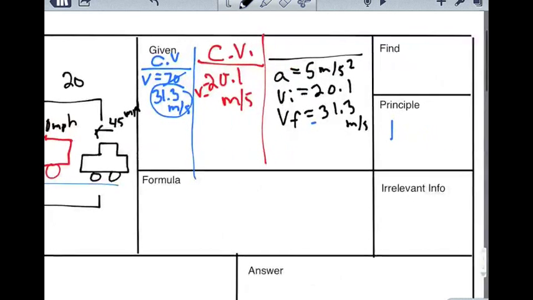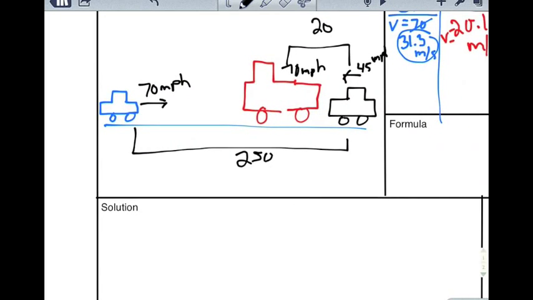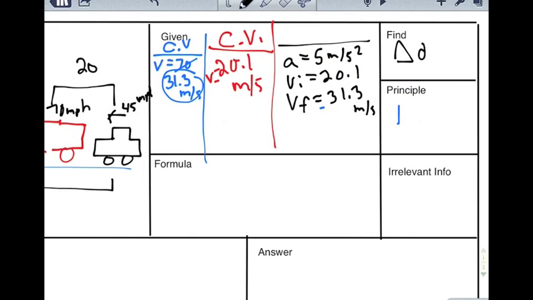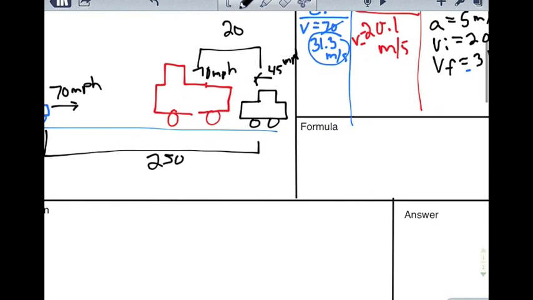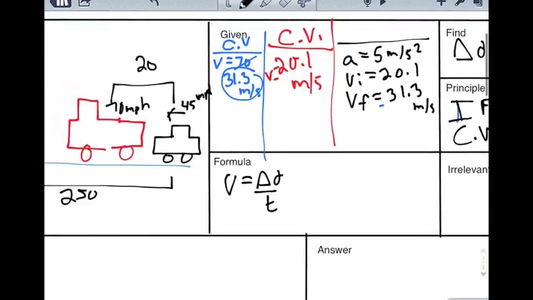What we want to know overall is the total displacement between the black car and the blue car. So how far they move relative to each other, and we want to make sure that number is less than 250. The principles involved here are constant velocity and relative velocity. This question has a lot going on. The first formula we're going to use is v equals delta d over t. We're also going to use several kinematics equations, so let's take a look at it from there.